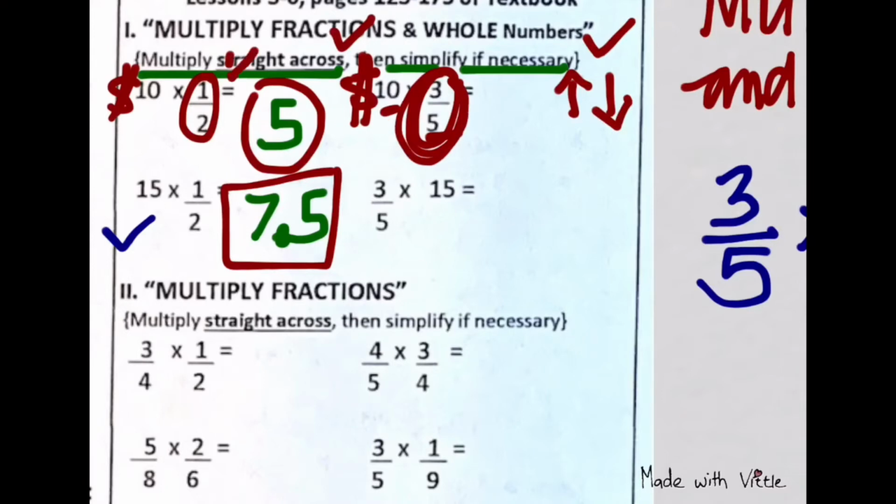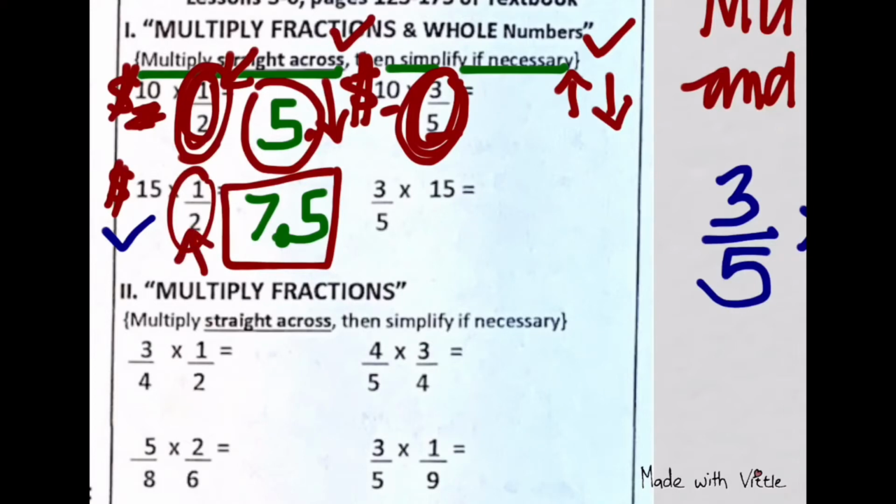On the first one, we know that 1/2 is less than 1 whole. Therefore, we're making the 10 smaller because we're multiplying our whole number by a number that is less than 1 whole. And isn't it that the 10 became $5? It decreased. Same thing with the $15. We're trying to get half of it, which is the 1/2 is less than 1 whole.